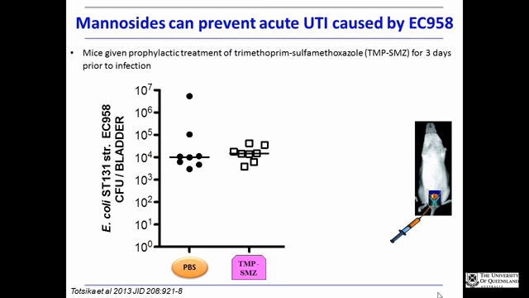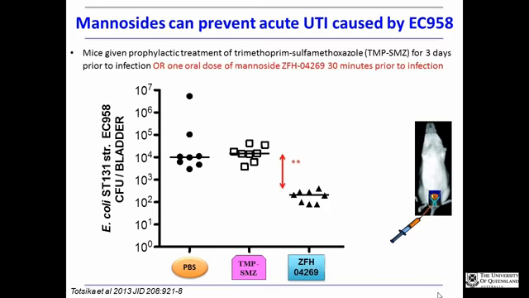So mice were given a prophylactic treatment of an antibiotic cocktail containing trimethoprim sulfamethoxazole. This is a common antibiotic treatment for UTI. They were given this for 3 days prior to infection. And you can see that when they were colonized, there was no difference in PBS-treated versus antibiotic-treated mice with respect to the number of bacteria recovered from the bladder. However, when we gave these mice one single oral dose of this mannoside 30 minutes prior to infection, we had around 100-fold reduction in the number of bacteria that were recovered from the bladder.